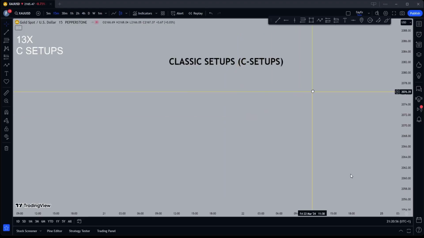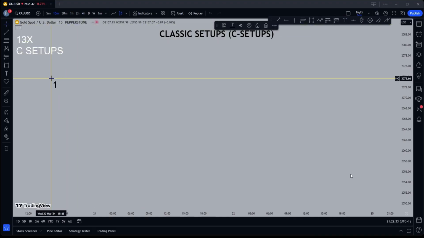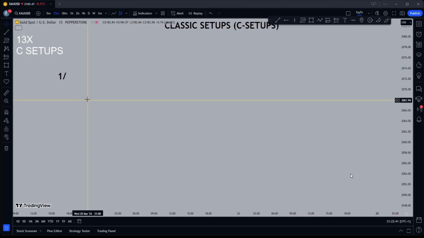We have 4 main setups. I want you to focus and memorize the combinations I'm going to show you. So, first one, the first setup we are going to see is... let me draw.